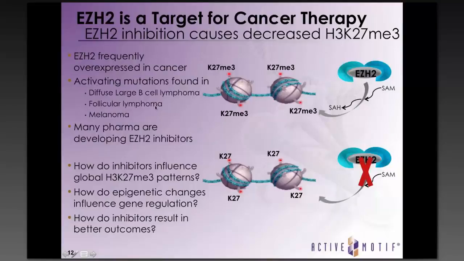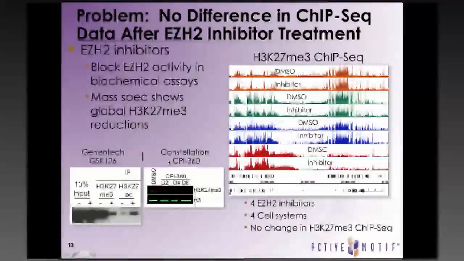So there are a lot of groups developing EZH2 inhibitors and characterizing them, and some of the questions they're asking are how do these inhibitors influence global K27 trimethylation patterns? How do these epigenetic changes influence gene regulation? And how do these inhibitors influence clinical outcome? The question we can contribute to with ChIP-Seq is how do EZH2 inhibitors change global H3K27 trimethylation patterns?